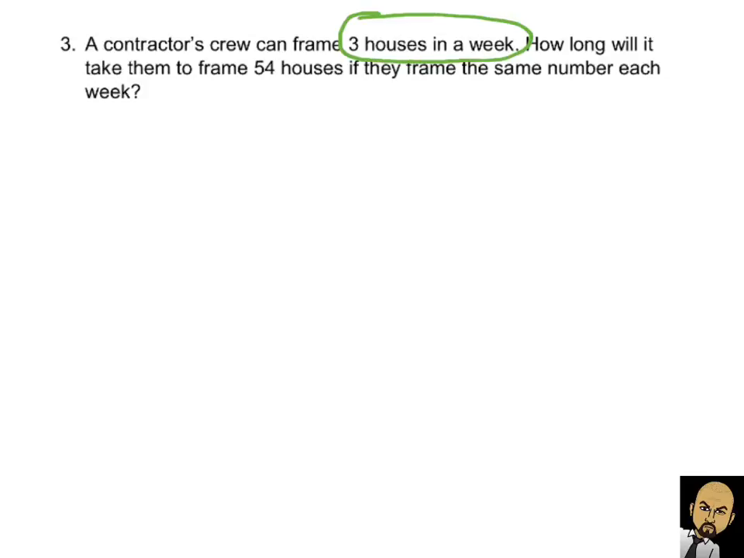In the next problem, a contractor's crew can frame 3 houses in a week. How long would it take them to frame 54 houses if they frame the same number each week? So once again, we got to write an equation, but you don't see the word per. Even though it's 3 houses in a week, you can think of it as 3 houses per week, and that'll help you come up with your unit rate.